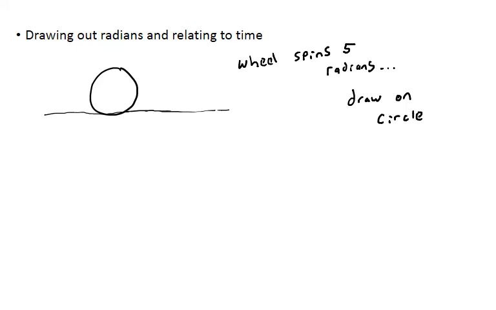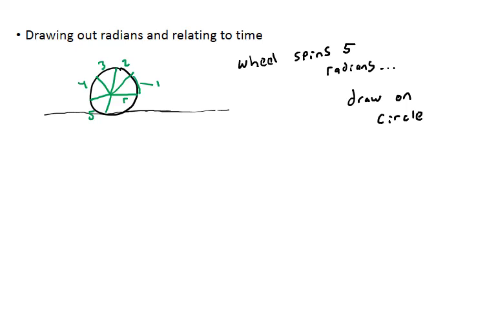So go ahead and draw this wheel, and let's say that the wheel spins for 5 radians. Go ahead and draw on the wheel itself how much that is based on the radian measurement there. So yeah, go ahead and pause the clip and do that. When you're ready to check, you can hit play to continue.